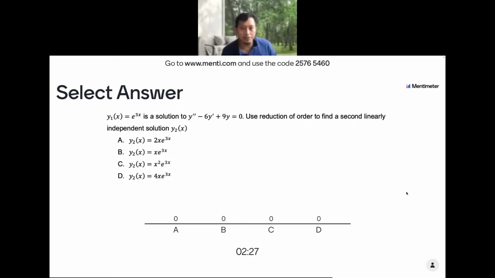Remember reduction of order. The first step is to use substitution that includes y1. Or you can just write y2 equals y1 times some integration, right? And inside the integration, you need to use your integrating factors. Remember the integrating factors. You get the integrating factors, and you get the solutions.